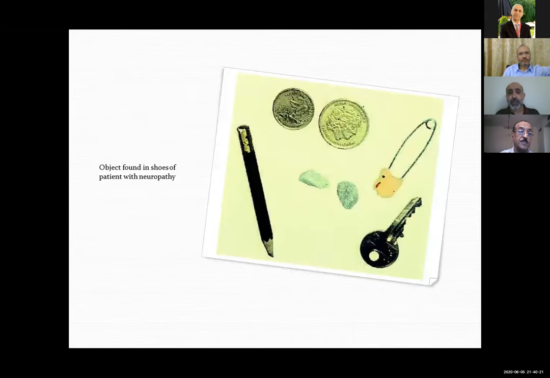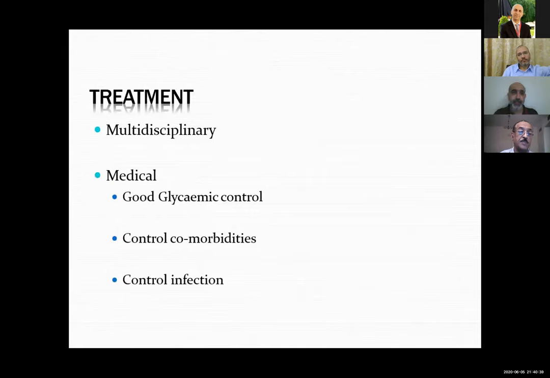This is just to show you that some of those people with diabetic peripheral neuropathy, you could find any of these sharp objects in their foot or in their shoes. And this is the main reason for developing a foot ulcer that is difficult to heal and then becomes secondarily infected with bacteria. Treatment in general is multidisciplinary: medical, surgical, interventional.